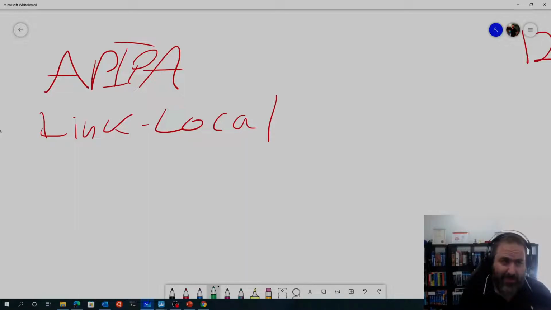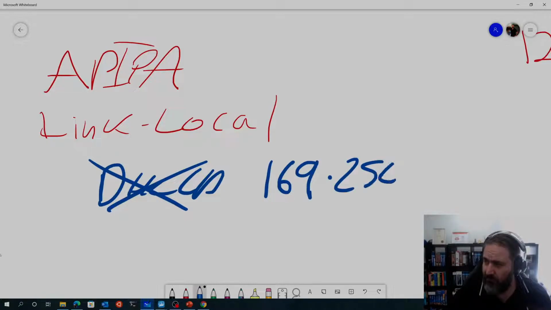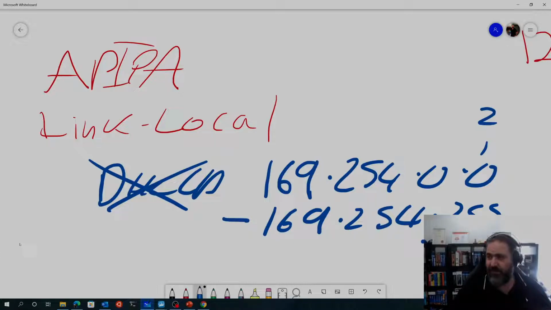But what if there is no DHCP server? Well, Windows 10 will say, I can't get DHCP. Not there. Can't do it. So I'm going to create my own link local address, and it's always going to start with 169.254.0.0, and that'll be like a 1, 2, 3, whatever. It'll go all the way to 169.254.255.254. So that's the range for this special use.